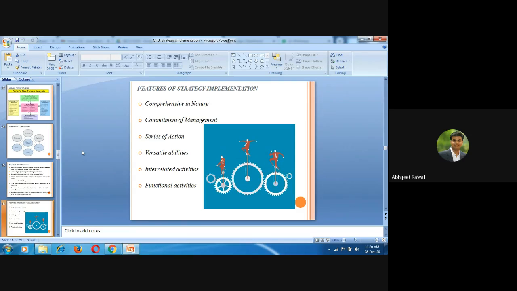First of all, comprehensive in nature. Comprehensive in nature means that you need to understand each and every activity of an organization. ऐसा नहीं कि आपने कोई डिपार्टमेंट छोड़ दिया या कोई कॉन्सेप्ट छोड़ दिया या कोई पार्ट छोड़ दिया, ऐसा नहीं चलेगा. Comprehensive मतलब entire organization. Whenever strategies are formed by top executives, the entire company needs to be taken into consideration. It should be comprehensive in nature. That is the most important part.